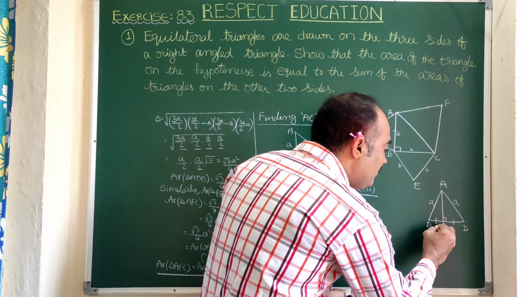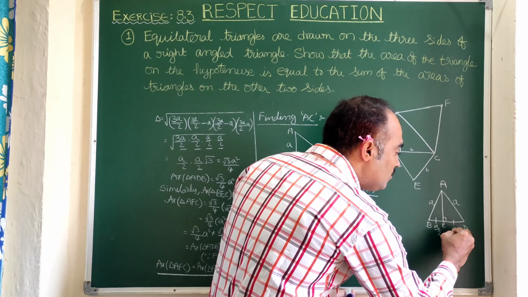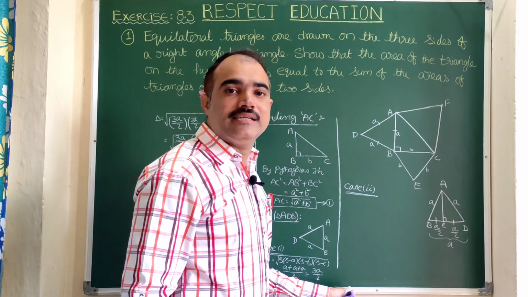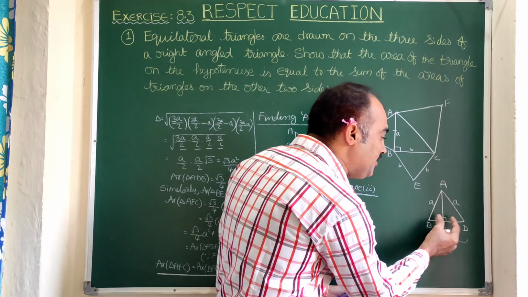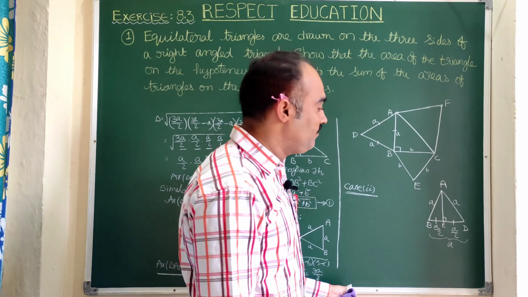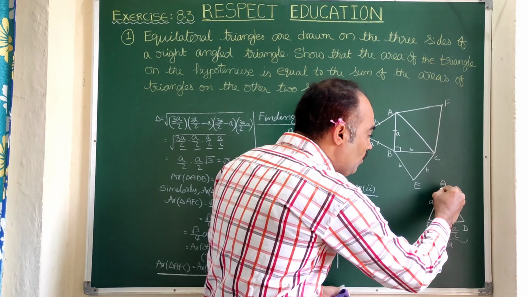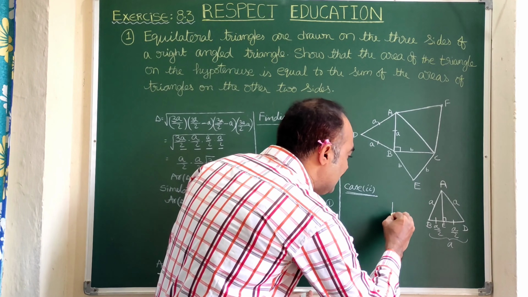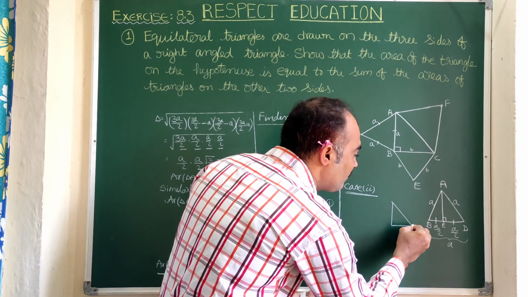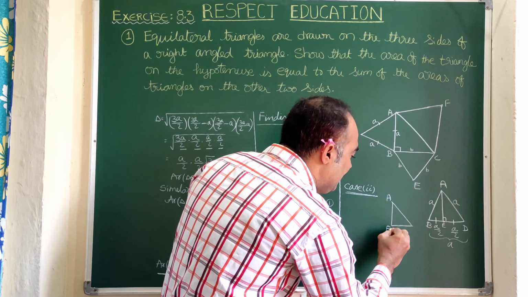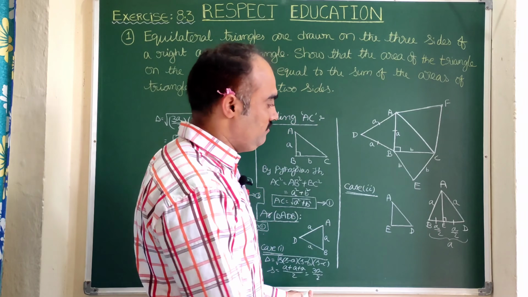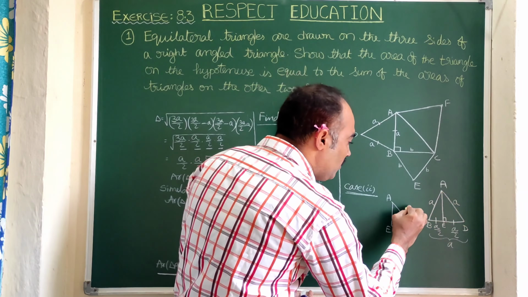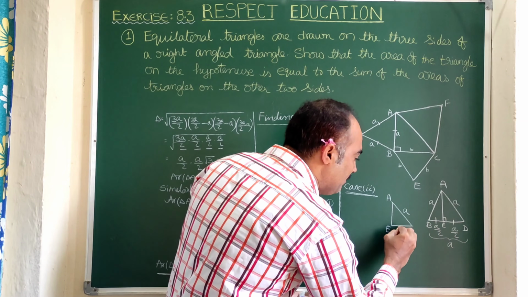That means here we can say this is a by 2 and this is also a by 2, since BD is a, and it is divided into 2 parts, a by 2 and a by 2. Right? Now here let us consider only one triangle, that is AED. We consider only triangle AED. A, E and D. AE value is not known, AD is a, and ED is a by 2.